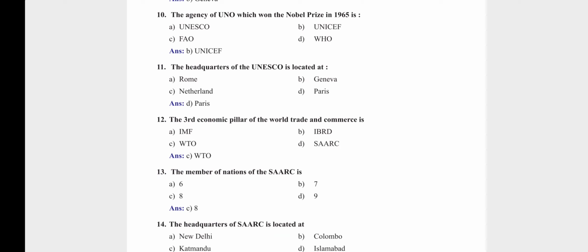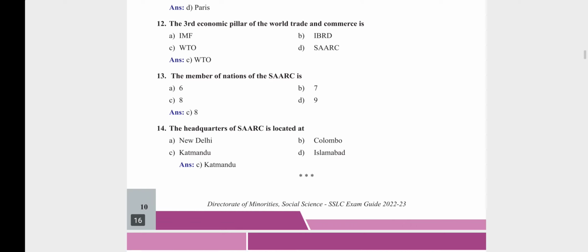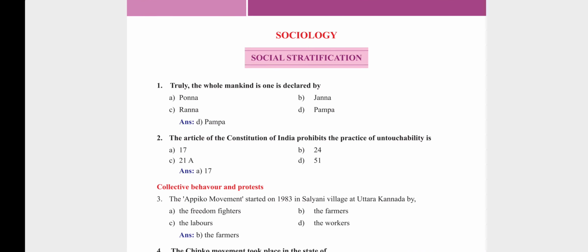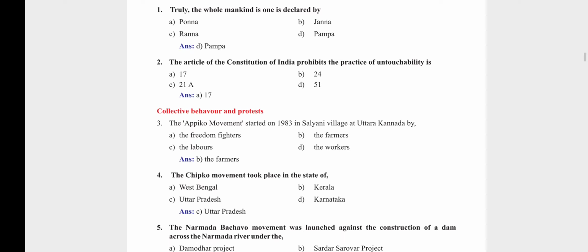The headquarters of the UNESCO is located at Paris. The third economic pillar of the World Trade and Commerce is WTO. The number of member nations of the SAARC is 8. The headquarters of SAARC is located at Kathmandu, Nepal. Sociology, Social Stratification chapter. Truly, the whole mankind is one is declared by Pampa. The article of the Constitution of India which prohibits the practice of untouchability is Article 17.